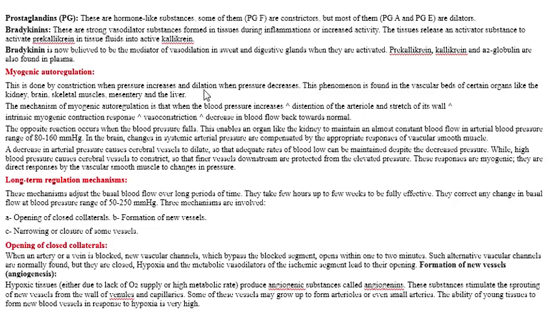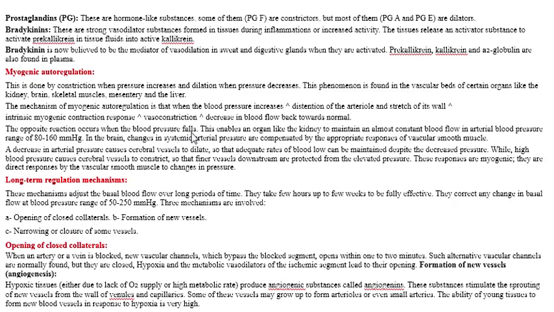The mechanism of myogenic regulation is that when the blood pressure increases, there will be distension of the arteriole and stretch of the wall. Intrinsic myogenic contraction, from its name, contraction, means the vessel will contract, called vasoconstriction. The opposite reaction occurs when the blood pressure falls.